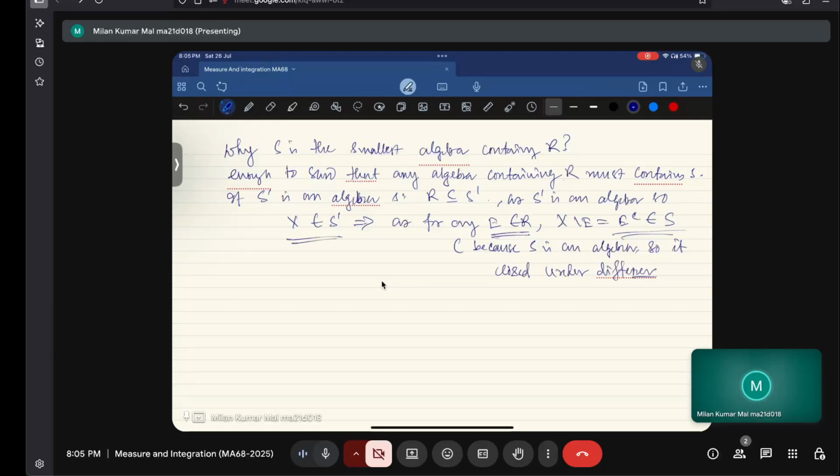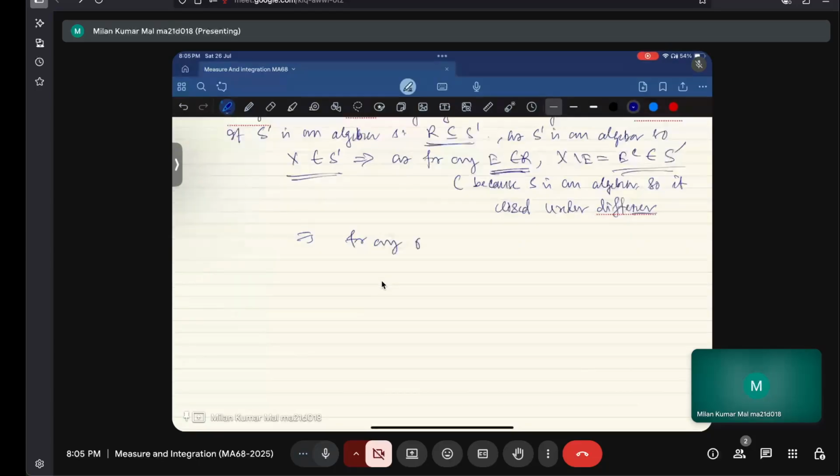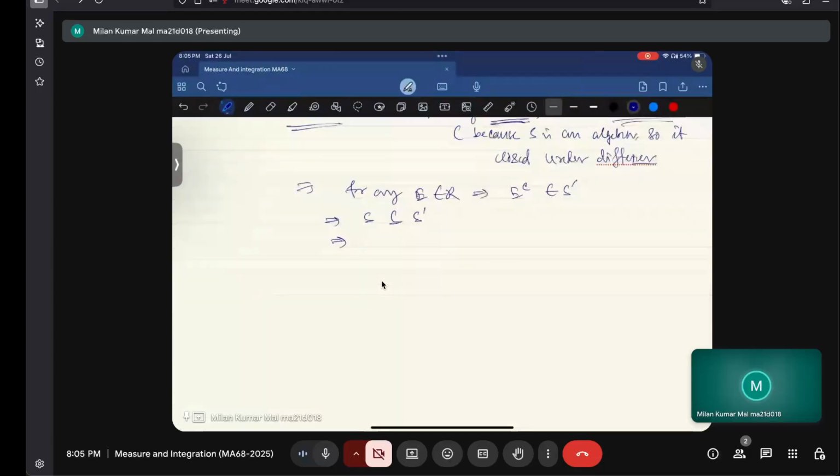As X is in S dash, and if E is in R, that means E is in S dash, because R is a subset of S dash. Therefore X minus E, the complement, has to be there. So for any E belongs to R, E complementary also has to be in S dash. That implies S is a subset of S dash, so S is the smallest algebra containing R.